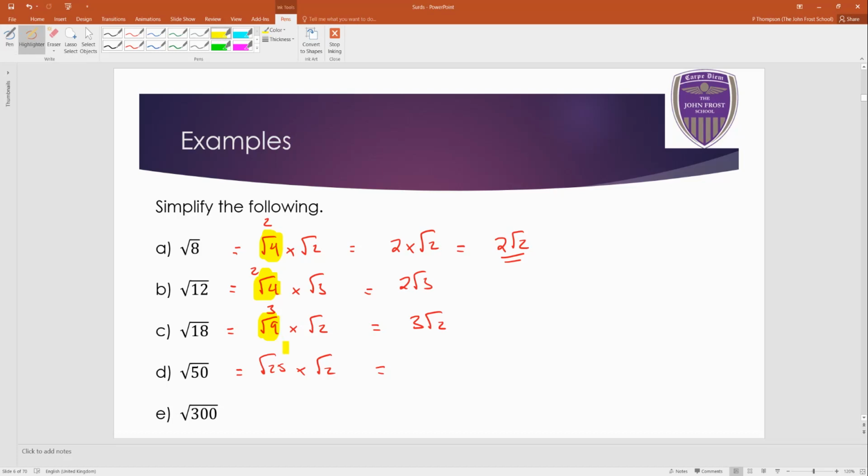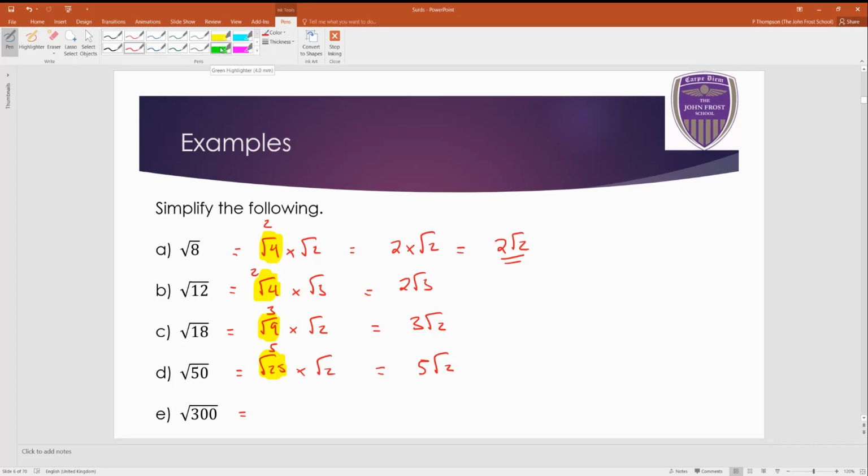Remember, square root 25 is 5 because 5 squared is 25. So this is 5 root 2. And this last one, okay, root 300. I'm looking at this one. Now for this one, you could pick 4, you could pick 20, you could pick 25.